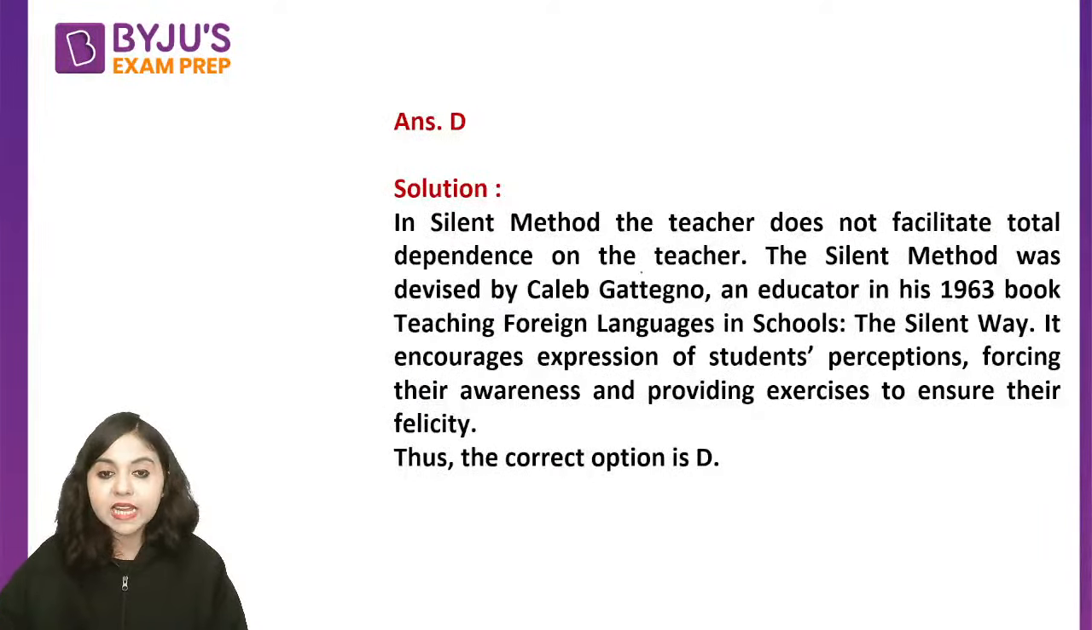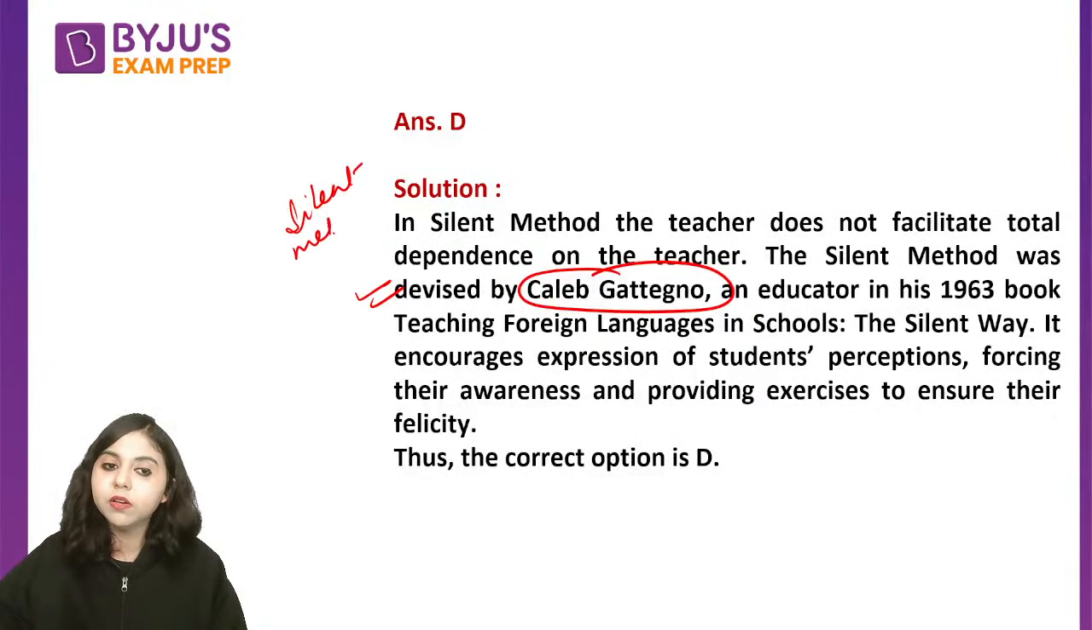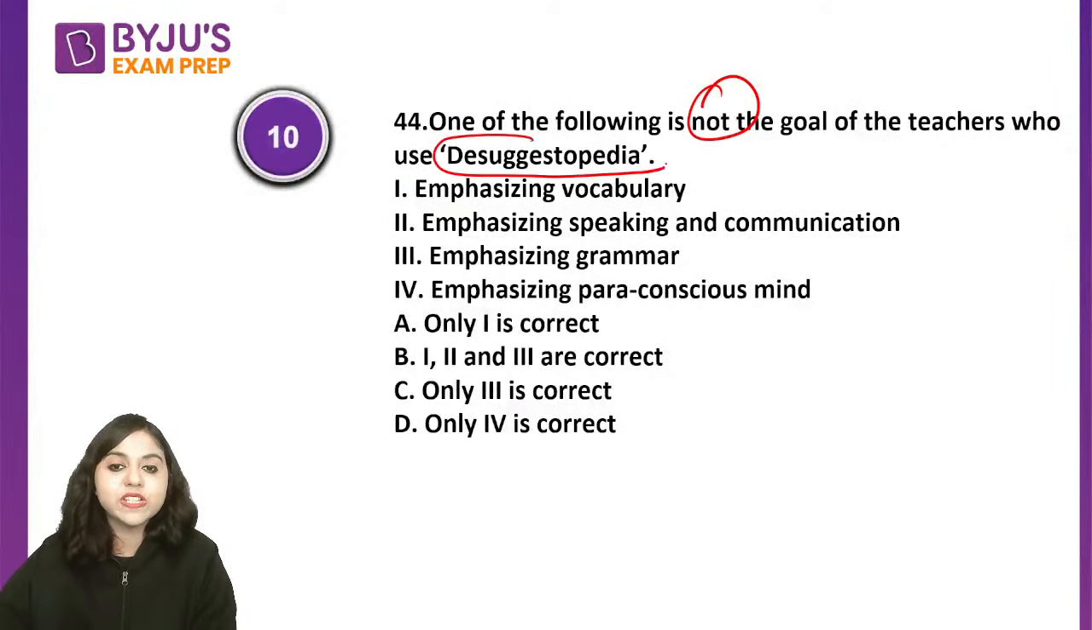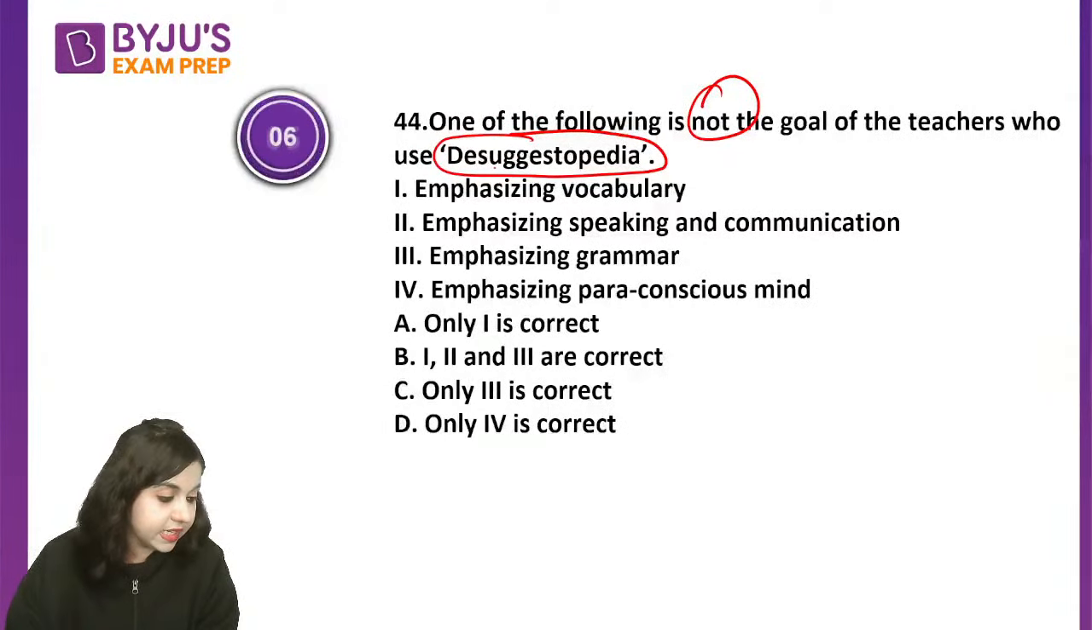But please remember, silent method, Caleb Gattegno, very, very important for the silent method. Silent method, learners themselves will learn. Teacher's intervention is not important over here. One of the following is not the goal of the teachers who use desuggestopedia. What is the correct answer?